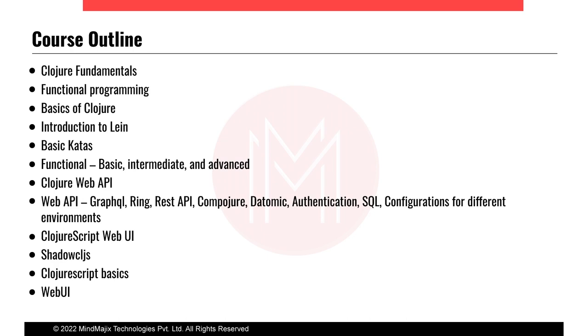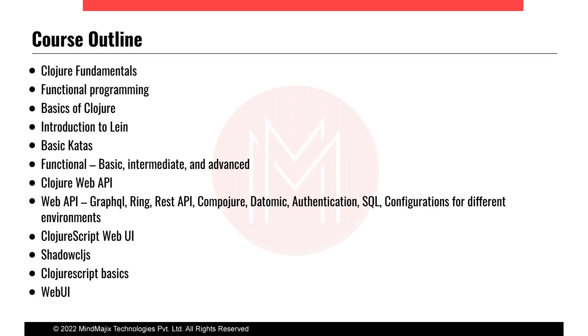Basic ADAS is nothing but some basic programs that you need to learn while learning a programming language. Second, what is a function? Next, what is functional programming, at basic, intermediate, and advanced level? We will also learn to build Clojure web APIs, with different technologies like GraphQL, Ring, REST API, Compojure. Datomic is a kind of database which is written in Clojure itself, and it runs very well with Clojure. And for the authentication in the web API, we will also learn how to connect to SQL databases, and also the configurations for different environments.